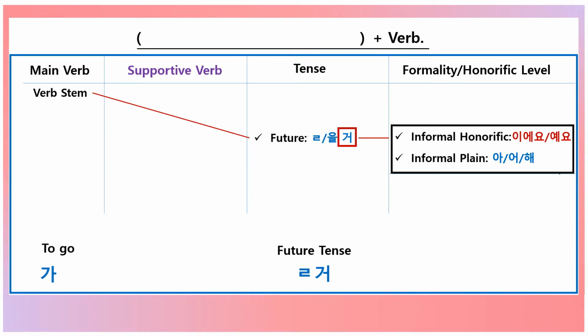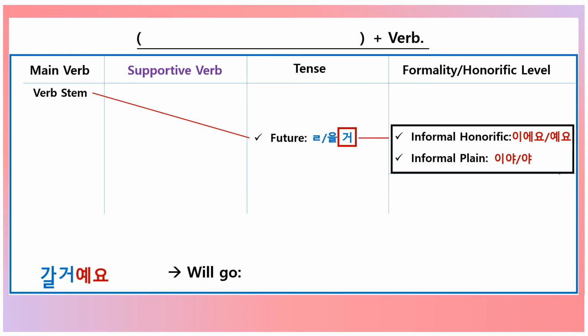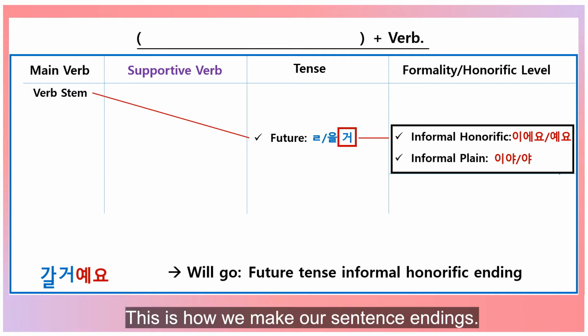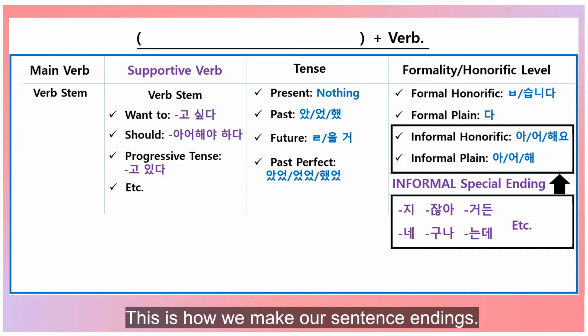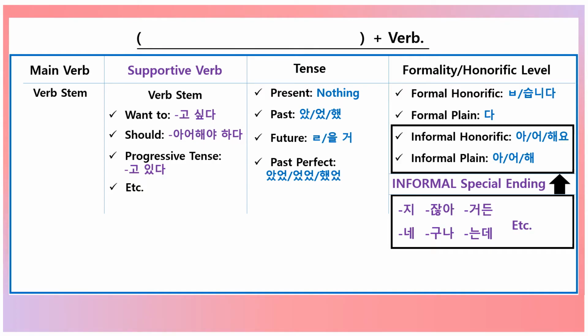And the informal plain ending becomes 이야 or 야. So the last part is 예요 because the 거 ends in a vowel. So the whole sentence is 갈 거예요, which corresponds to "will go" in English. And this is the future tense informal honorific ending with no special purpose ending. This is how we make our sentence endings. And this was the verb ending structure for the declarative sentence type.